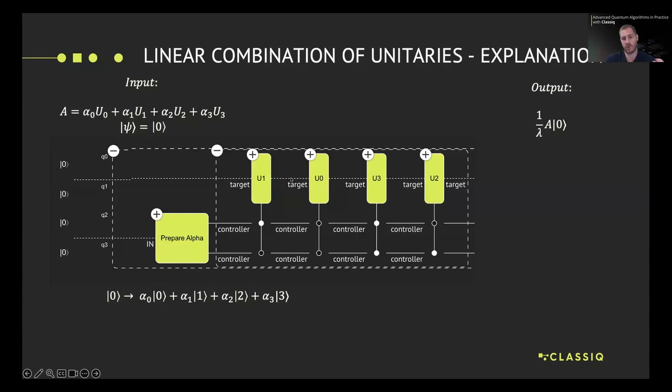And here just the order is different, but what we can see here is controlled or conditioned on the value of the prepare alpha, or the prepare register, being 0. Controlled on this, apply the U0 unitary, and controlled on the value of 1, so it's 0 for this qubit and 1 for this qubit. So this is the general value of 1.